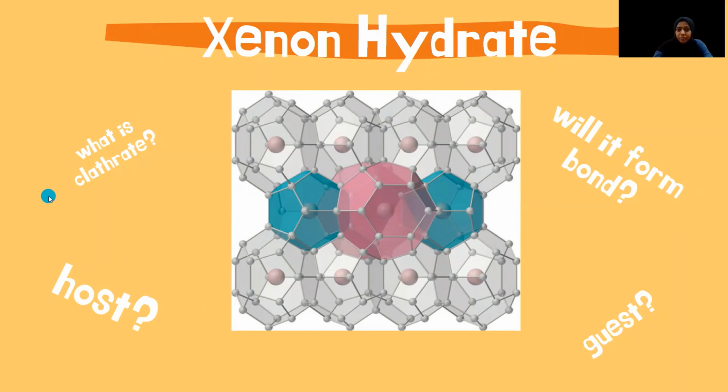So what is a clathrate? In this clathrate, the xenon atom is the guest atom, while water is the host. Xenon will fill in the cavities between the hydrogen bonded water molecules. Imagine there is a ball, and inside every single ball, we have another small ball, and the small ball is xenon.